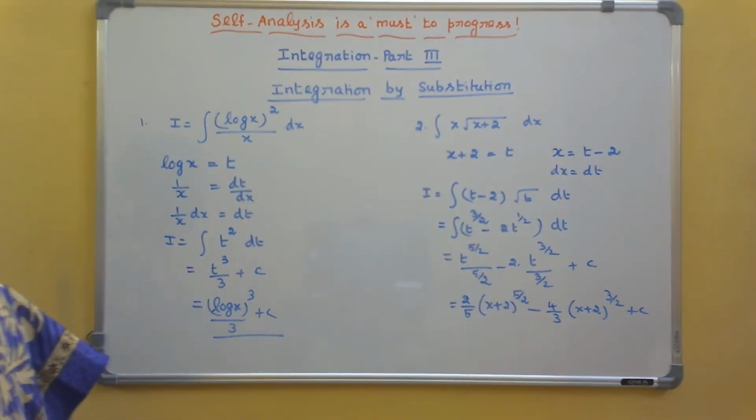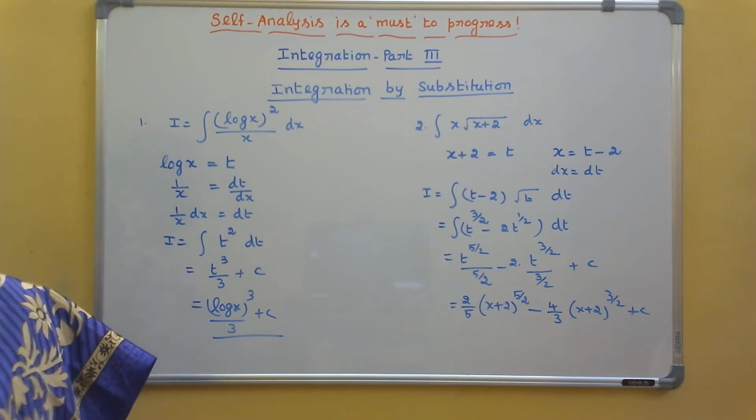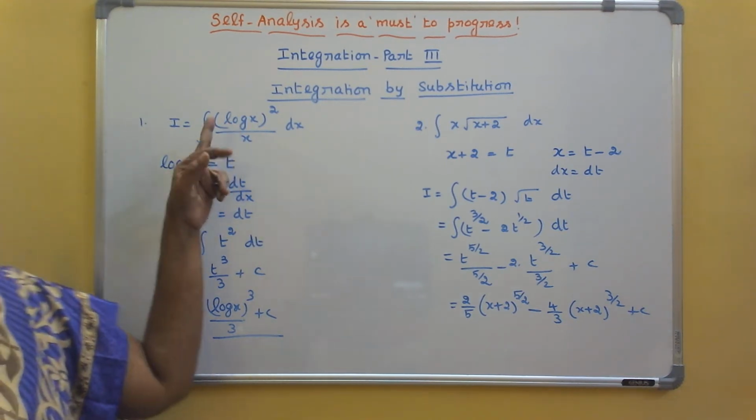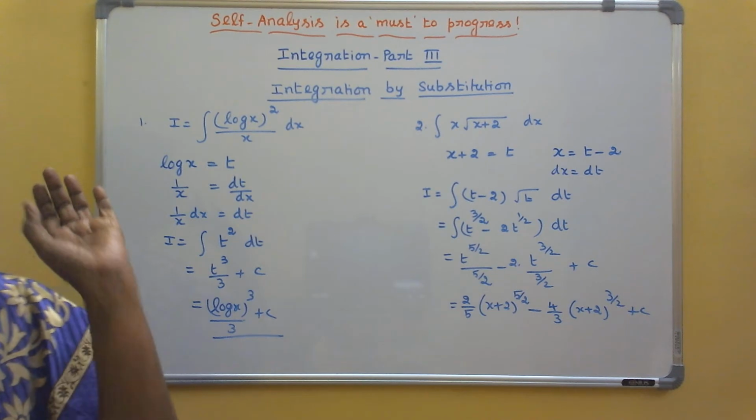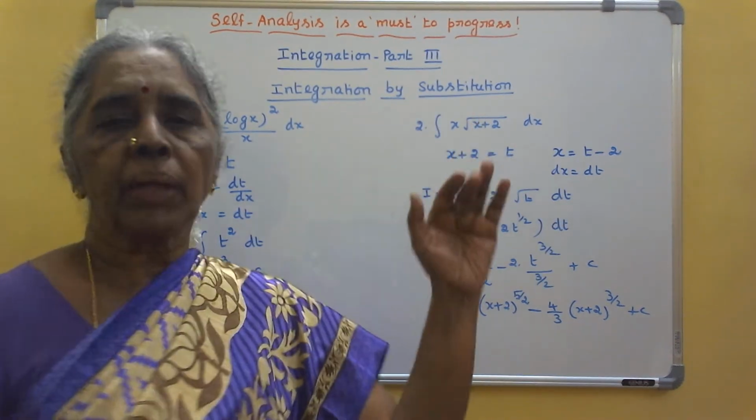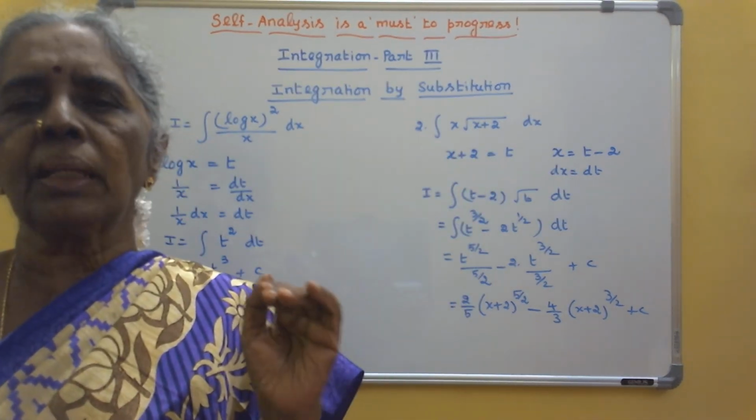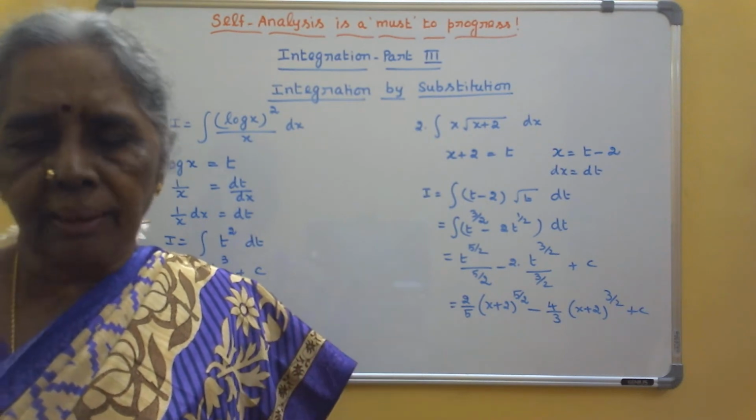Are you clear with the two sums? So one sum I have taken so that you will substitute whatever is in the bracket as t. In the next sum I have taken, I will substitute whatever is within the square root as t. Okay.